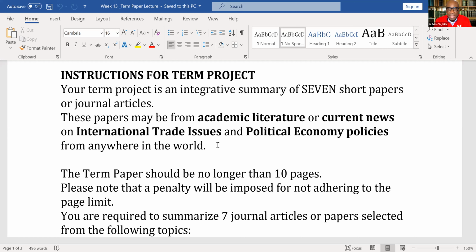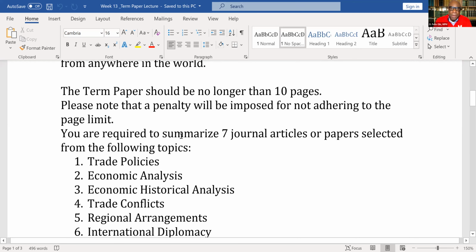These papers may be from academic literature or current news on international trade issues and political economy policies from anywhere in the world. The term paper should be no longer than 10 pages. Again, please note that a penalty will be imposed for not adhering to the page limit. Part of the test here is not just the content of your paper, but the ability to follow instruction and stay within that instruction.